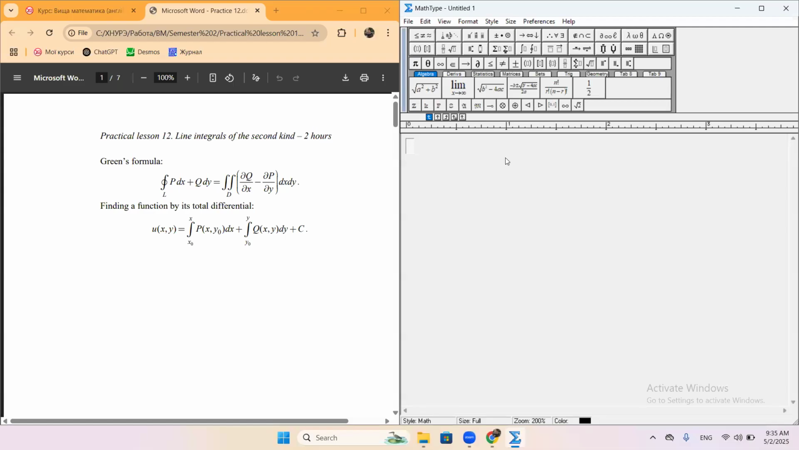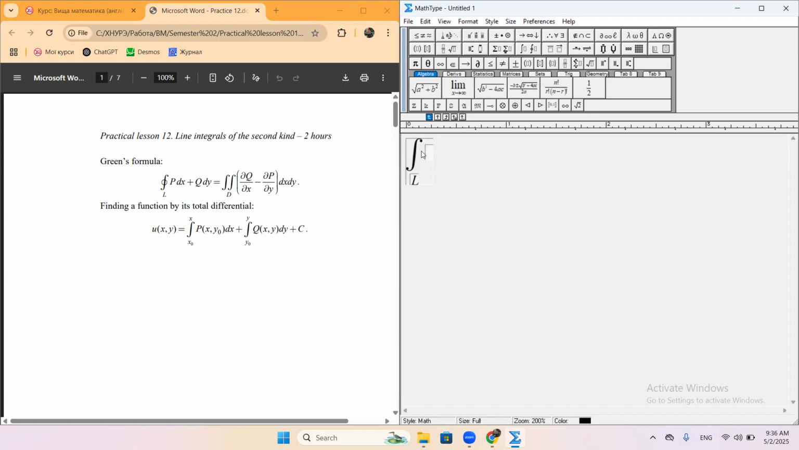Good morning, dear students. Today we're having the 12th practical lesson. It is about line integrals of the second kind. Actually, it is the last practical lesson of this module.